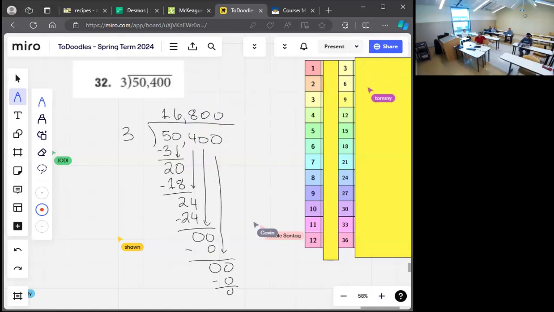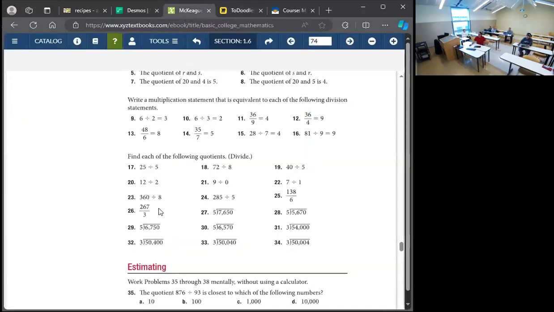Okay, and you want me to do another one? Was this enough long division examples? That's enough. I think for my own sake, I would want to do one more. One more, okay. Let's grab one more.